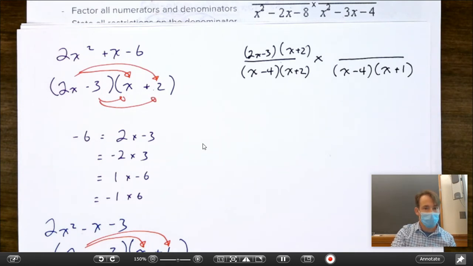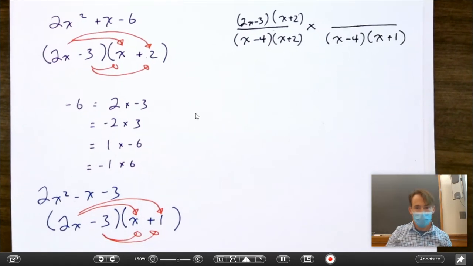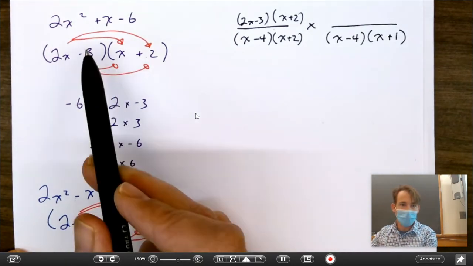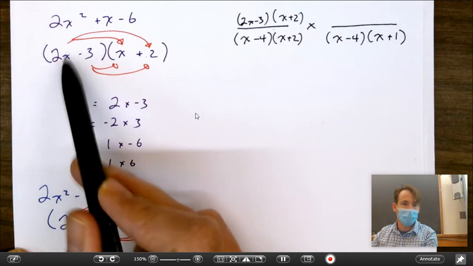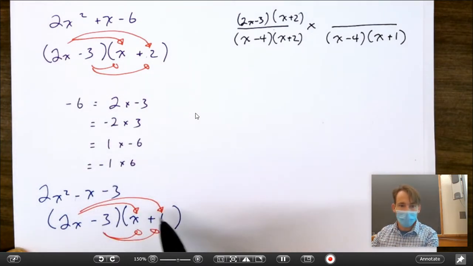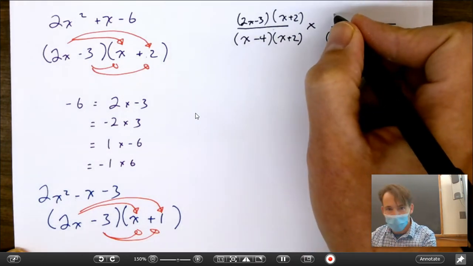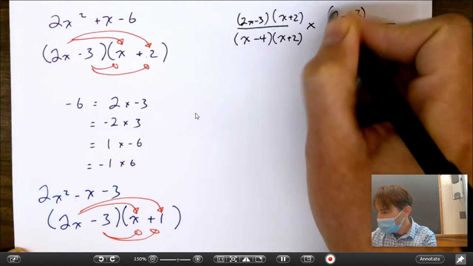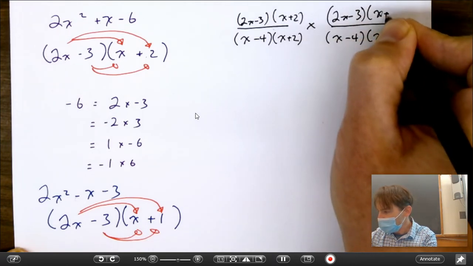Wait, it matters where you put the... Oh yeah, the 3 and the 1 have to go in the right spot relative to this 2 here. So here, 2x minus 3 times x plus 1. So I'm going to put that in over here: 2x minus 3 times x plus 1.